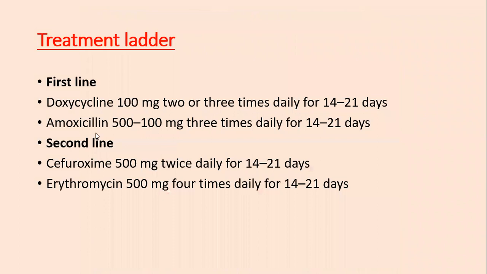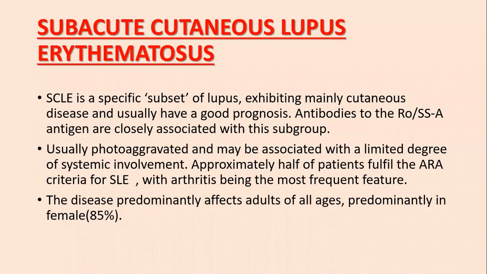First line is doxycycline and amoxicillin. Second line is cefuroxime and erythromycin. So the last topic is subacute cutaneous lupus erythematosus. It is a subset of lupus exhibiting mainly cutaneous disease and carries a good prognosis. Antibodies to Ro are closely associated with this group.